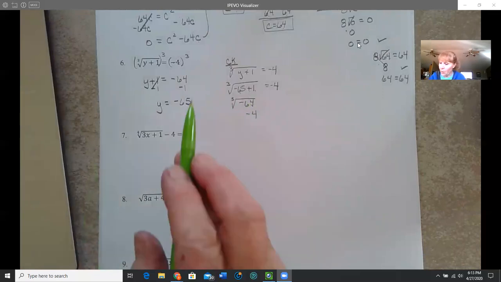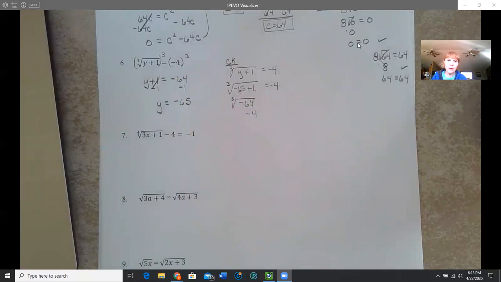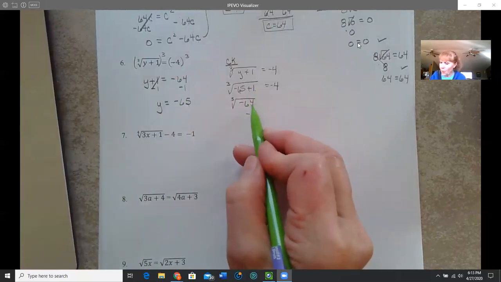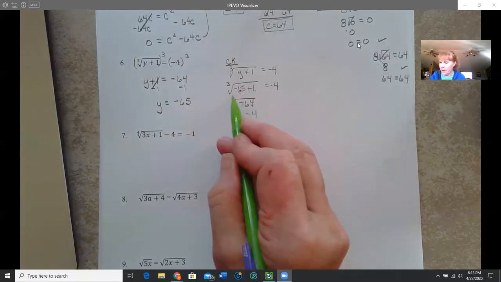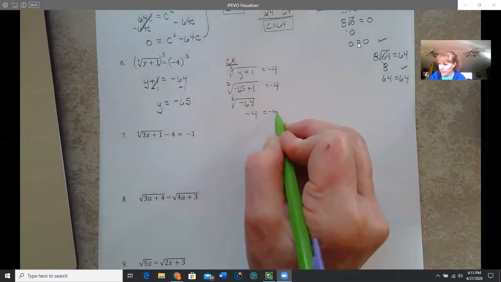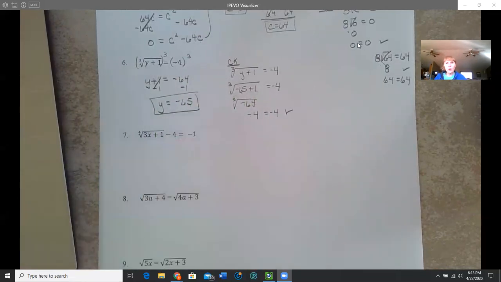because a -4 times a -4 times a -4 is a -64. If you have 3 of them, you get a -64. So I have 3 4s in here. And the negative just comes down if you have an odd. So it checks. So there's your answer. So it does work. All righty. So, you isolate the radical, and rather than squaring it, you cube it.